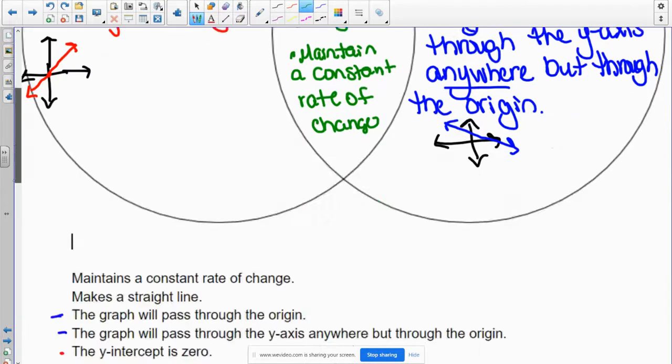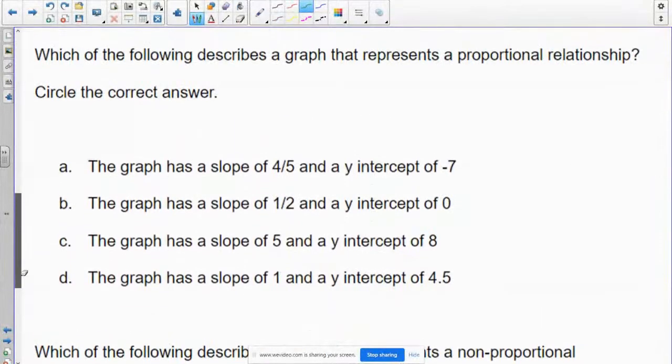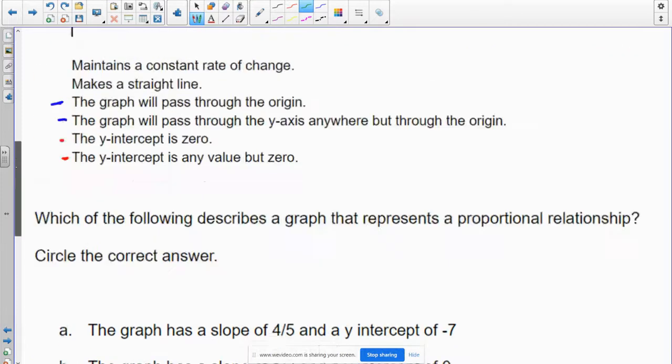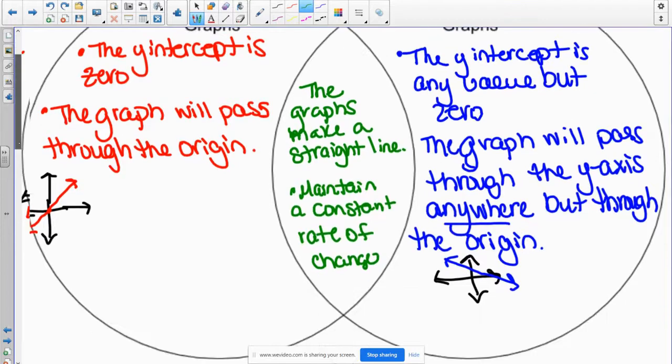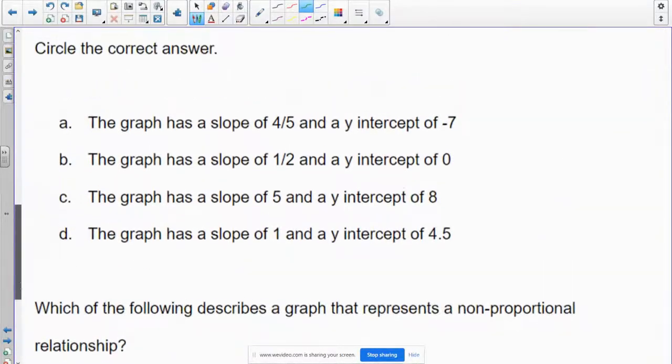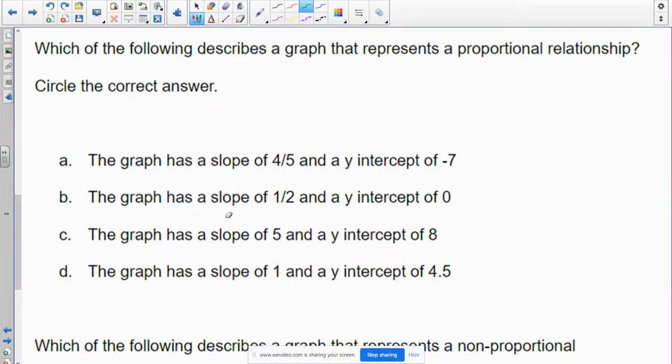So let's look at some of these examples down here. The question is, which of the following describes a graph that represents a proportional relationship? So let's go to the proportional side. The y-intercept is 0, and the graph will pass through the origin. It doesn't say anything about a slope, so you don't have to worry about this part, but we can look over here at the y-intercept. The y-intercept has to be 0 to be proportional. So the y-intercept is -7 wouldn't work, the y-intercept is 0 works, the y-intercept is 8 doesn't work, and the y-intercept is 4.5 doesn't work.